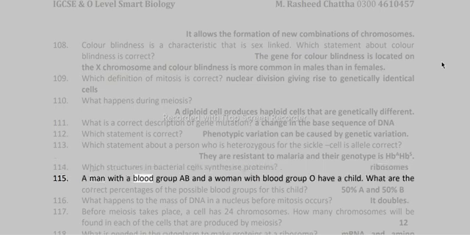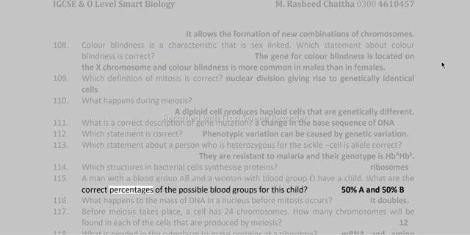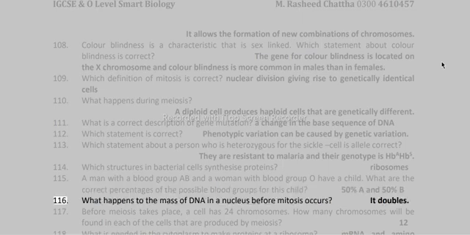115. A man with blood group AB and a woman with blood group O have a child. What are the correct percentages of the possible blood groups for this child? 50% A and 50% B.